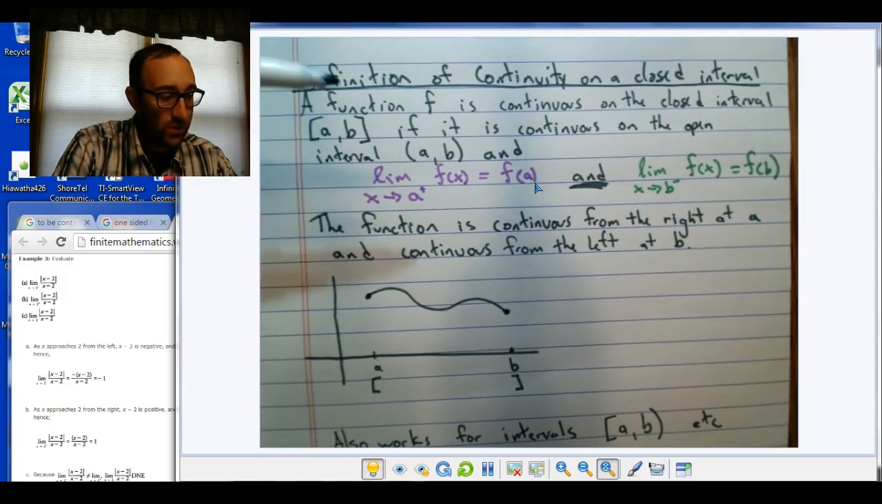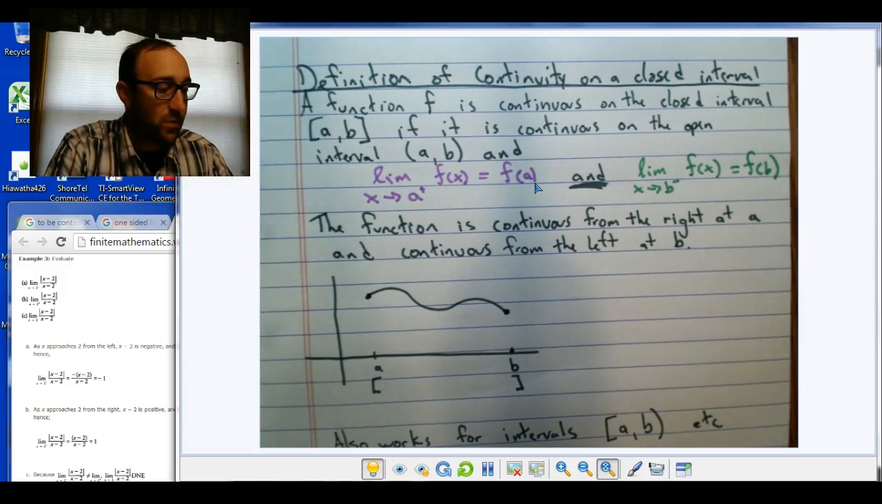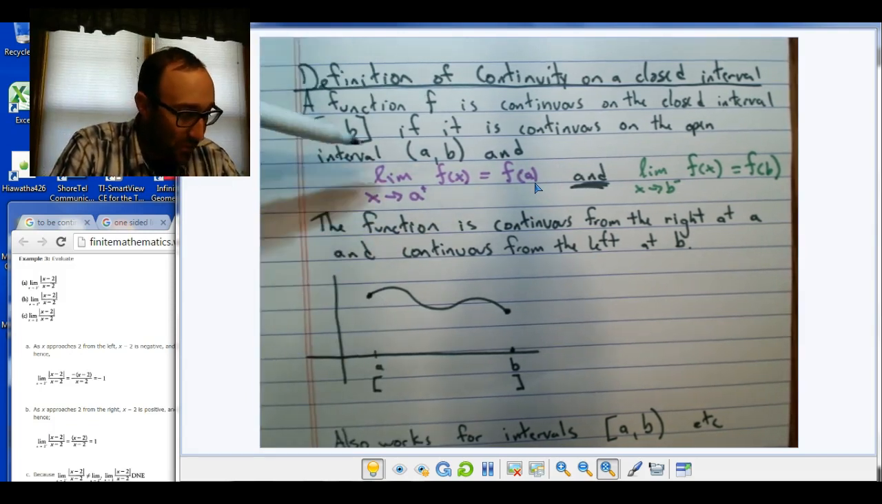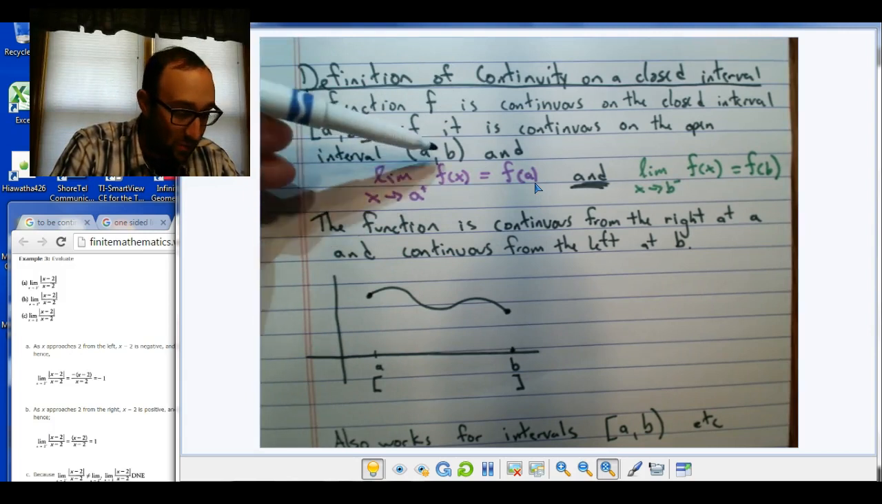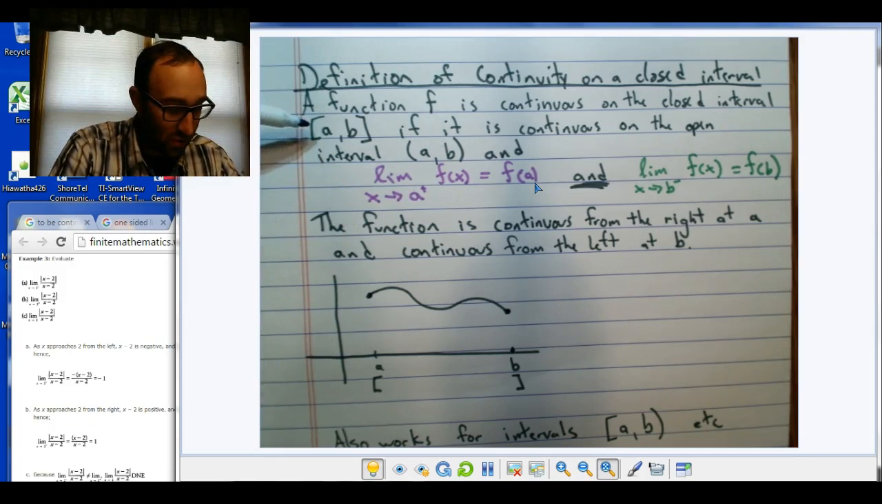All right, let's now talk about the definition of continuity on a closed interval. A function f is continuous on the closed interval [A, B], remember the closed interval is the square brackets, if it is continuous on the open interval (A, B), so we don't have to worry about those endpoints. We have to check them in between first, and then we can go back to those endpoints.